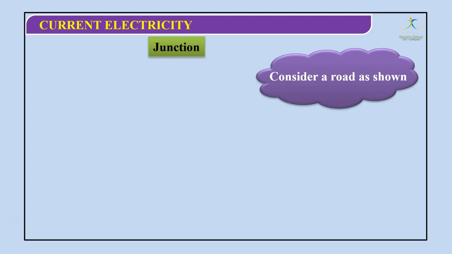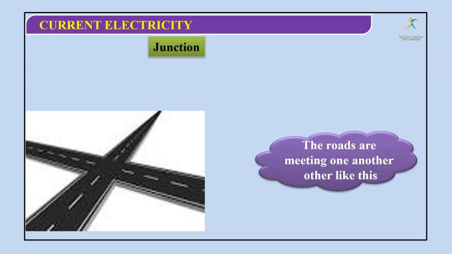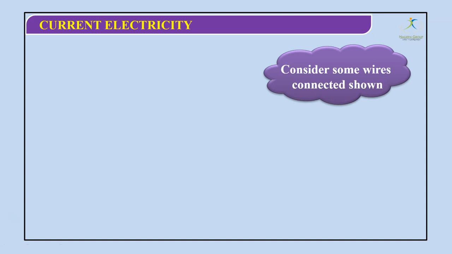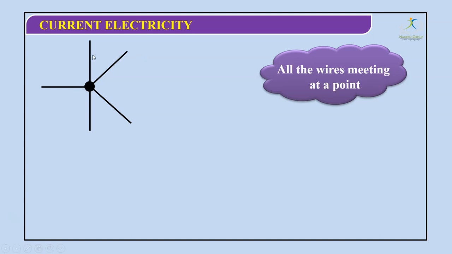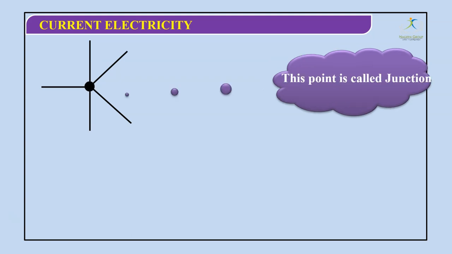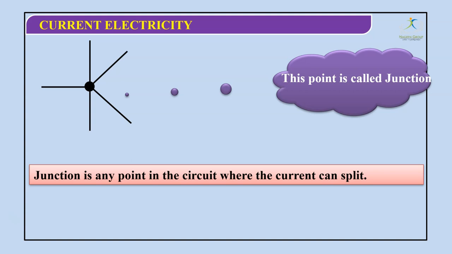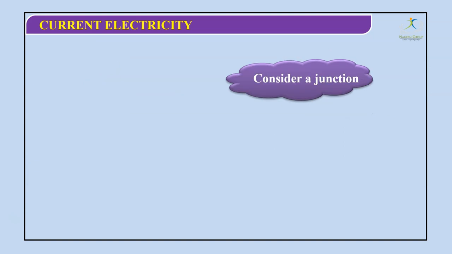So consider a road as shown in this diagram. The roads are meeting one another like this at these particular points, as you can see over there. Now consider some wires connected as shown here. This is a meeting point where all the currents meet at a single point. This is known as a junction. So all the wires meeting at a point is called a junction. A junction is any point in the circuit where currents can split.